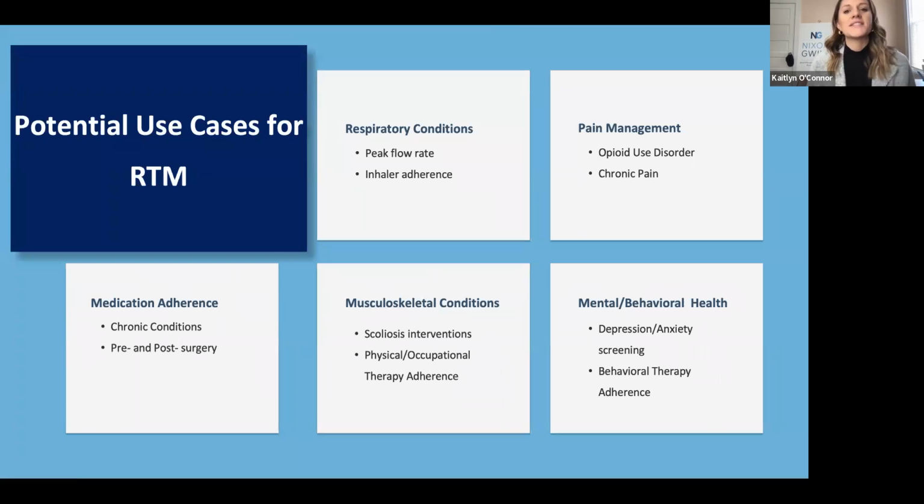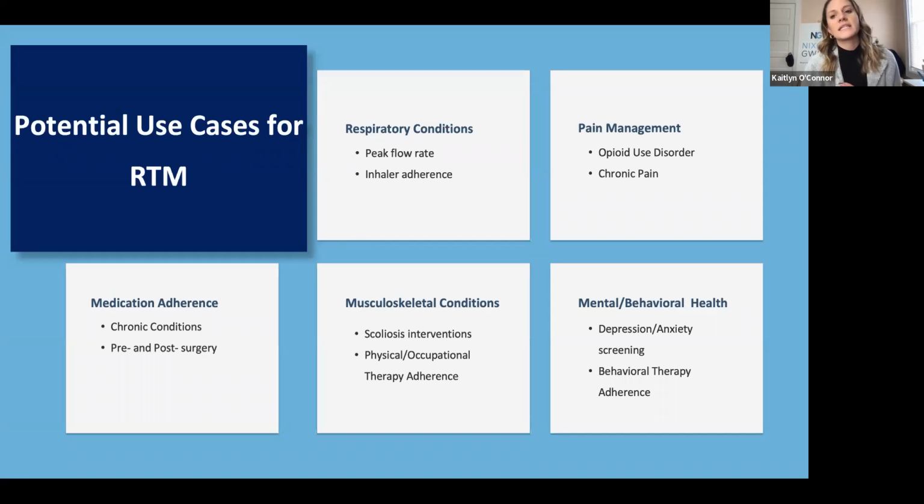Thank you. Okay, so before we dive into the actual codes as they have been finalized, we wanted to run through some potential use cases for RTM. This is a question that we get quite a bit because RPM already exists and everyone is quite familiar with the use cases for RPM. We get a lot of questions about what's different between RPM and RTM. How is RTM going to be used differently than RPM?